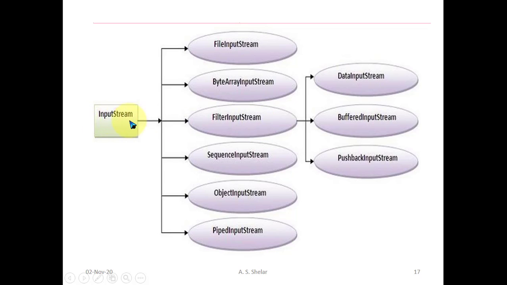So basically, BufferedInputStream is nothing but an InputStream. Look, the naming convention is like this: every class has the name InputStream, with only specific names added. It's related to data, buffer, pushback, filter, sequence, object, piped, byte, and file. We are going to use FileInputStream and BufferedInputStream for file handling operations.